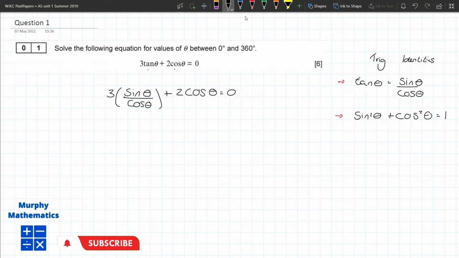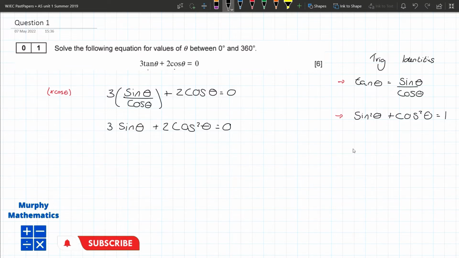Okay, and so the next part I'm going to do is I'm just going to times through by cos theta. That will tidy up our equation quite a bit so that we don't have a fraction. So what we're going to do, we're going to have 3 sine theta. Our cos theta over cos theta will cancel out, and then we're going to have plus 2 cos squared theta, and all that will equal 0.